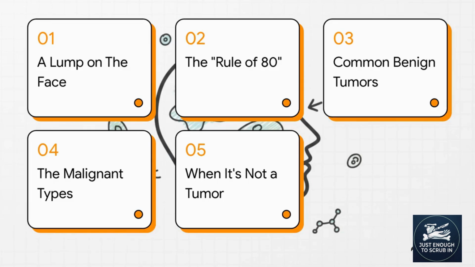Here's how we'll break it down. We'll start with that initial presentation, the lump. Then, I'll introduce you to a fantastic mental shortcut, the Rule of 80. After that, we'll dive into the usual suspects, both benign and malignant. And we'll finish up by looking at a few conditions that can look like a tumor, but aren't.